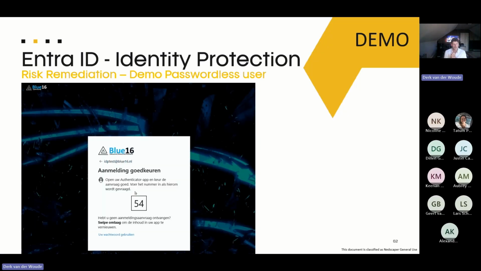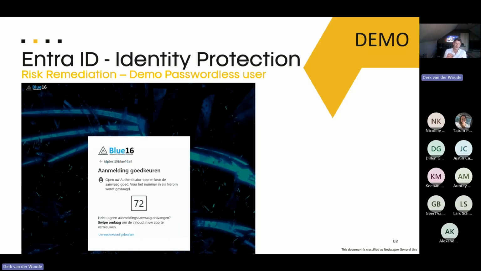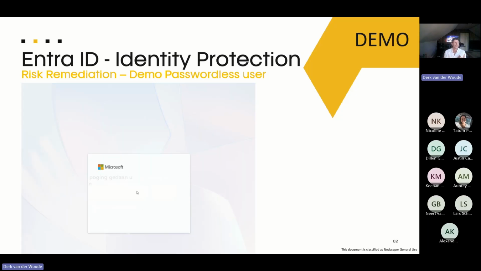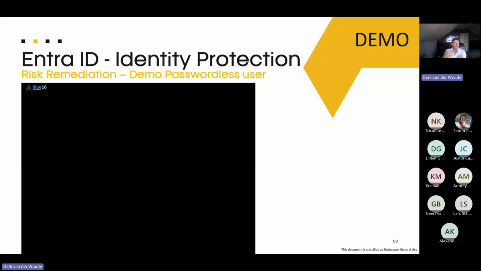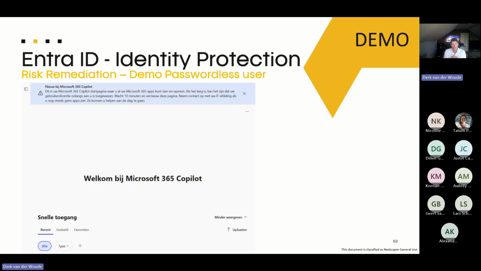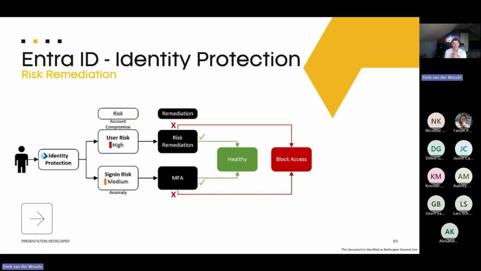But now we have passwordless users. And as you see, there's a double multi-factor authentication prompt. And that's required, again, to verify identity, fix the high risk, revoke all sessions, and the user is safe again. So with one conditional access policy called risk remediation, you can basically cover all types of high risks with self-remediation for the end user.